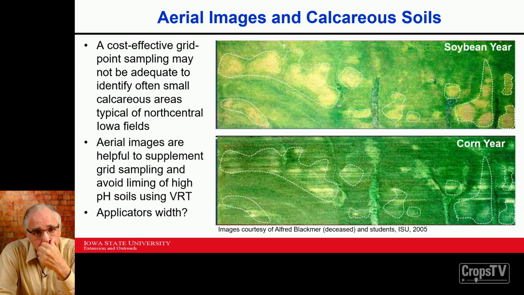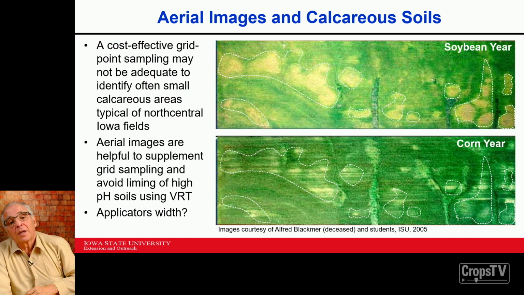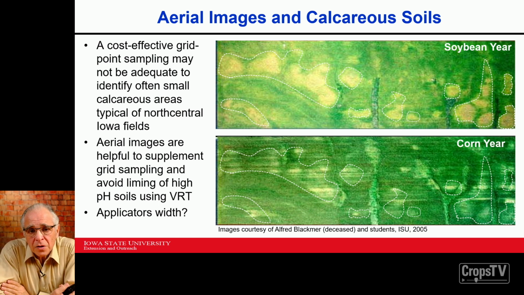So this is why it's important that we use aerial images or somehow identify where these calcareous soils are. We can use something bad, which is the soybean iron chlorosis, in order to see where these sites are. And I remember Fred Blackmer, now he passed away years ago, and his students were talking about this many years ago. And this data shows that it's good.